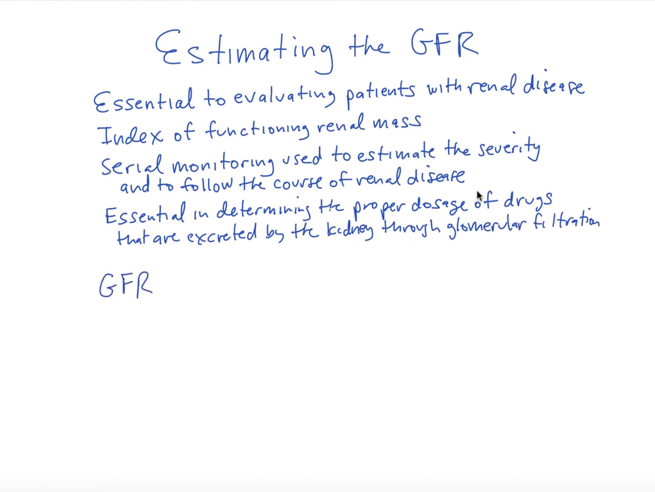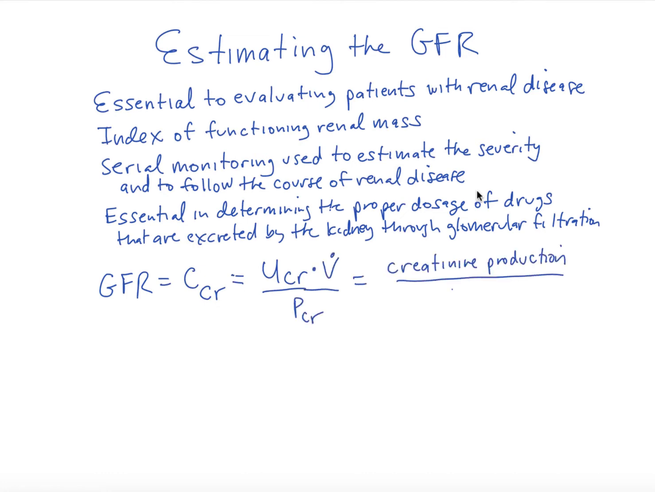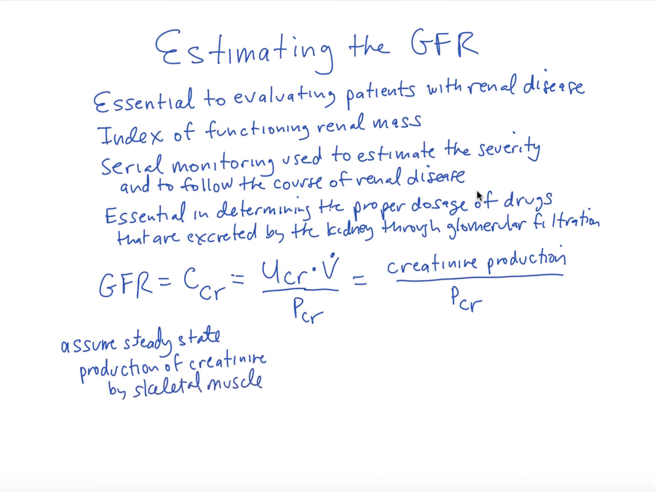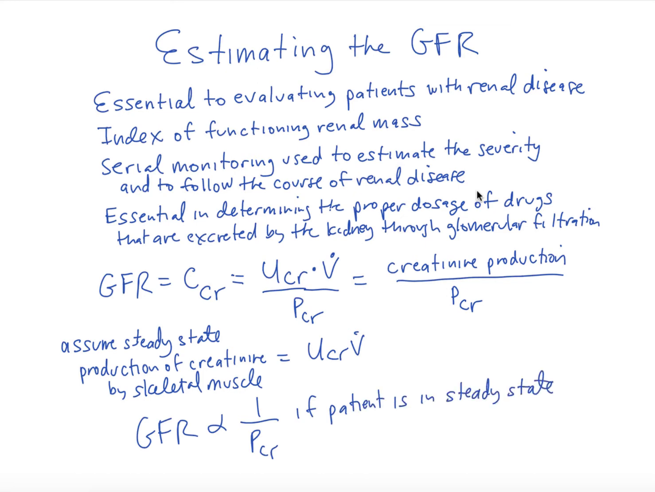Now, if we look at the equation, GFR is equal to clearance of creatinine, UV over P, which is equal to the creatinine production over the plasma creatinine. What this does is it assumes at steady state, the production of creatinine by the skeletal muscle is equal to the renal excretion of creatinine. So we can say the GFR is proportional to 1 over the plasma creatinine, assuming the patient is in steady state.